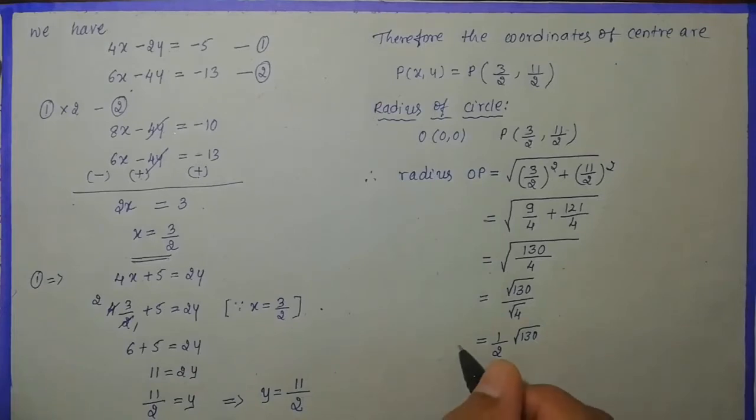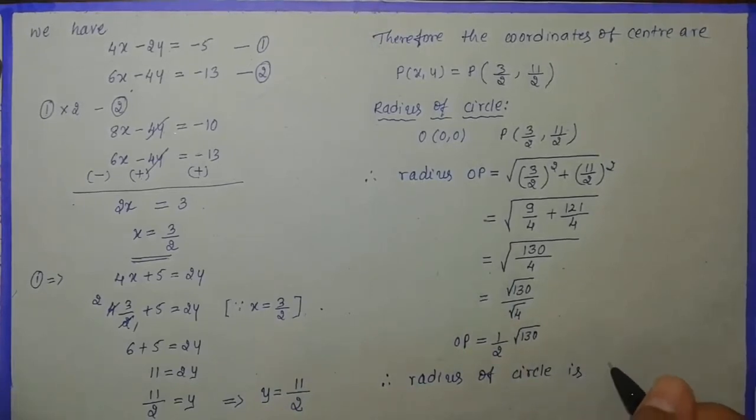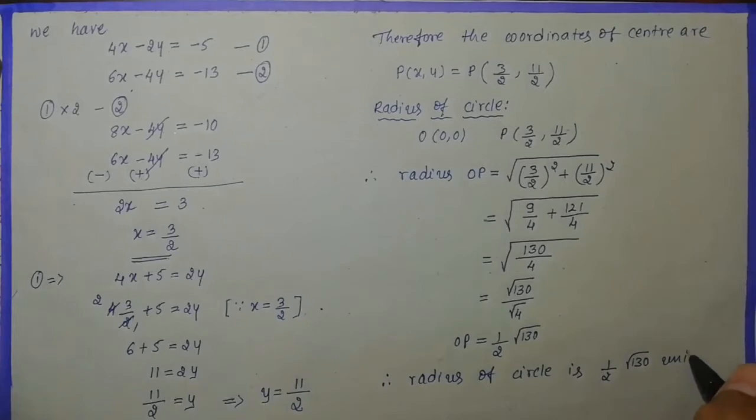Therefore OP is equal to this. Finally, write down the radius of the circle is 1 by 2 square root of 130 units. Okay, this completes the solution of this question.